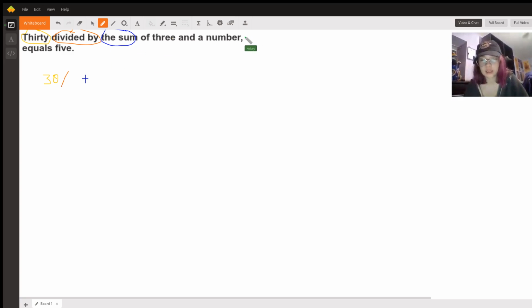So the next things in the sentence are telling us what we're adding. We're adding the number 3 and a number. So anytime you see something vague like "a number," you're using a variable. So I'm going to put an x there. And then I'm going to put this whole thing in parentheses just so that we know that we're dividing 30 by this entire quantity.